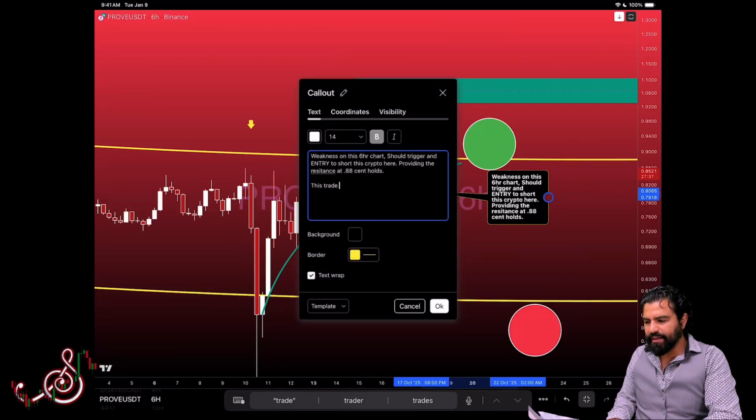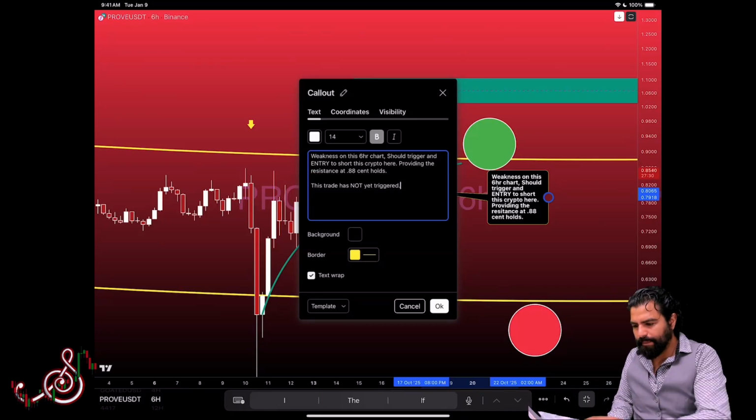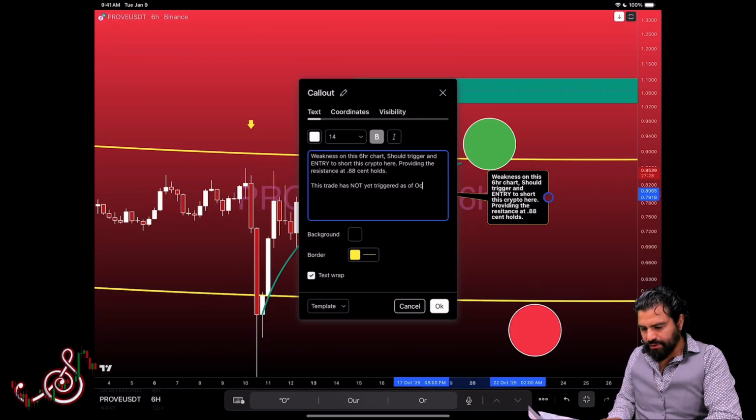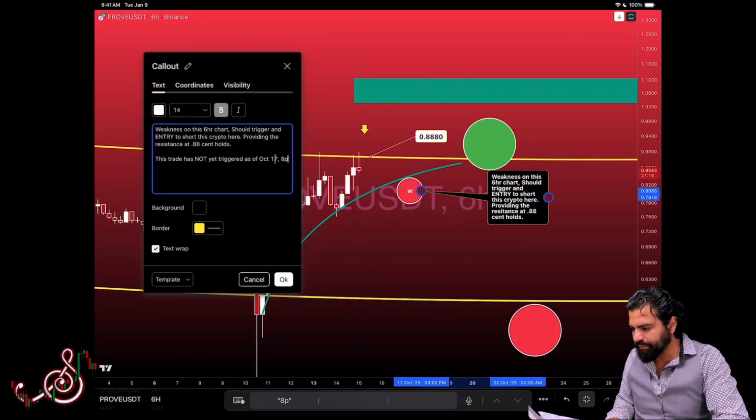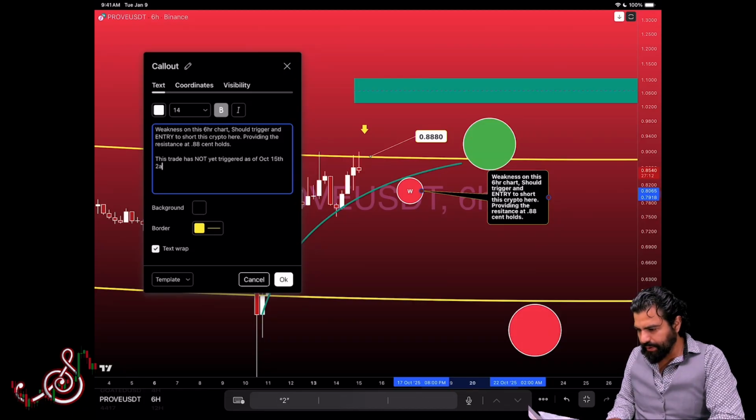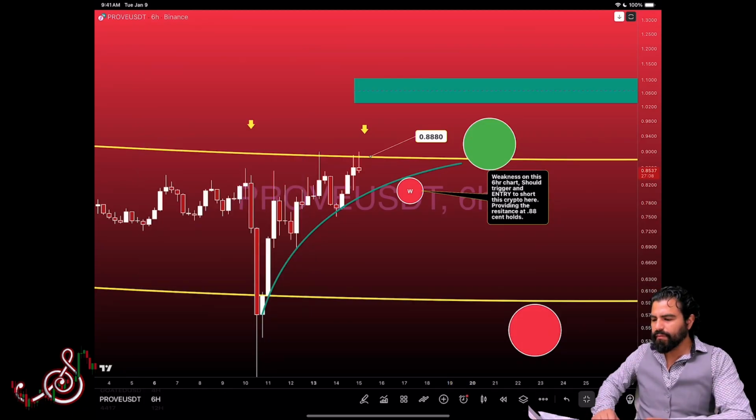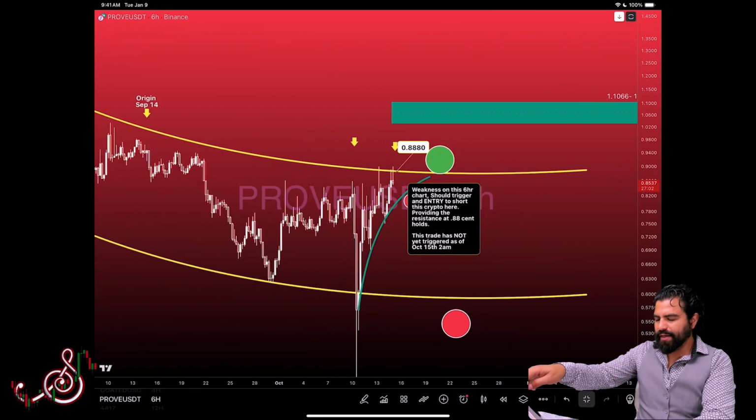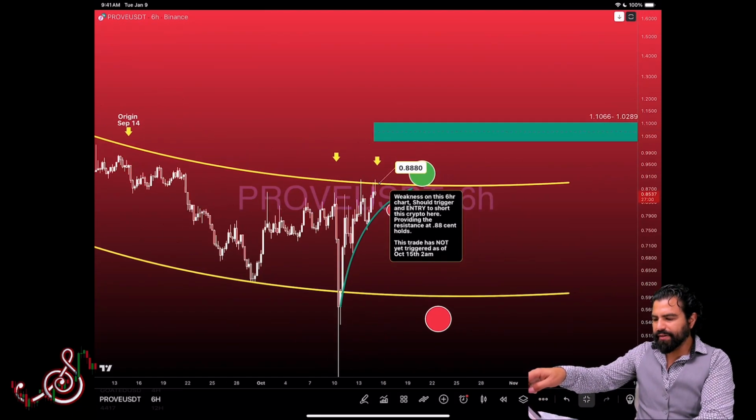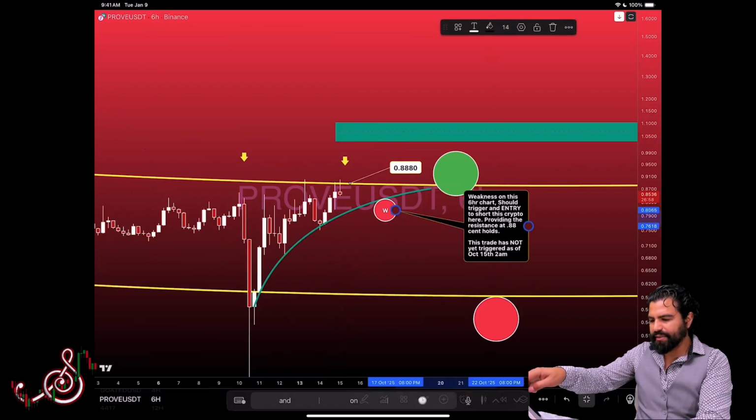This trade has not yet triggered as of October 15th, 2 a.m. So we can use that as a trade entry in that area. That's how I would draw that. This is a 6-hour chart.